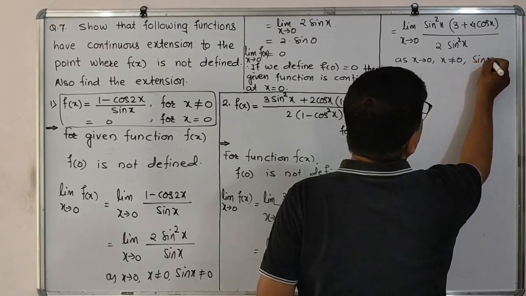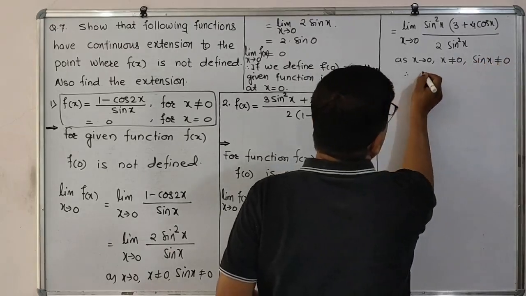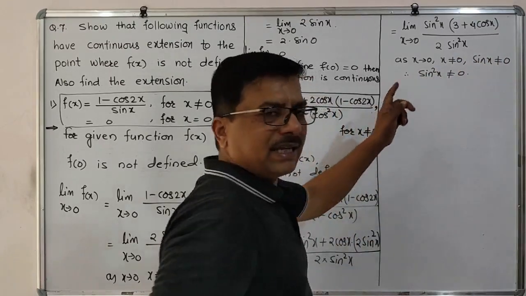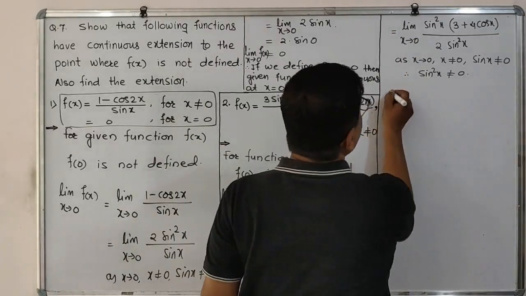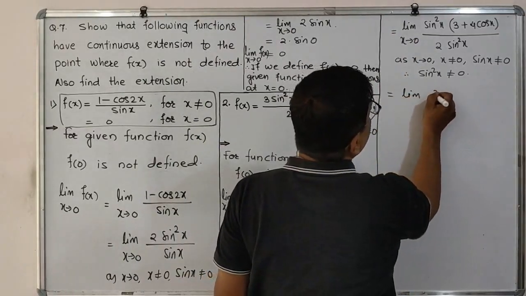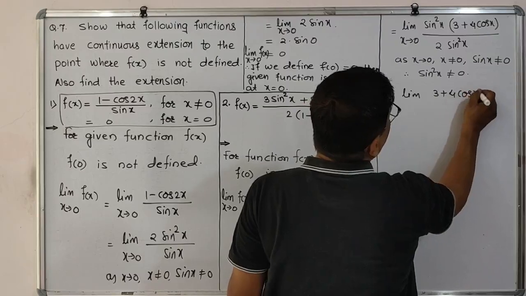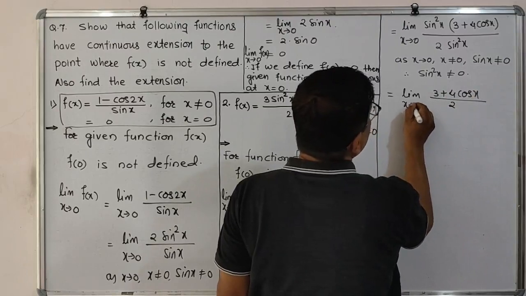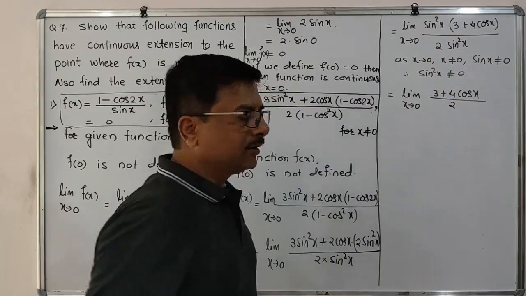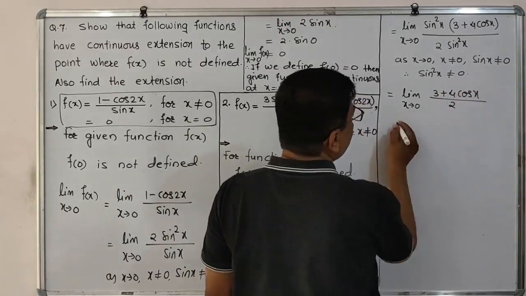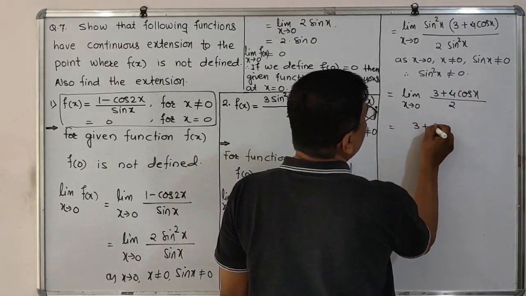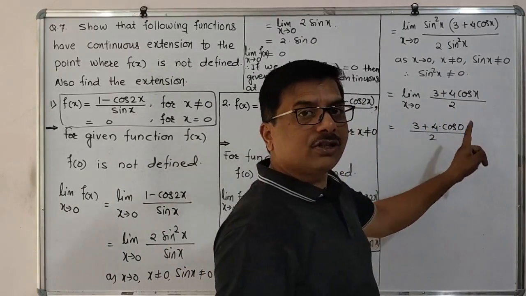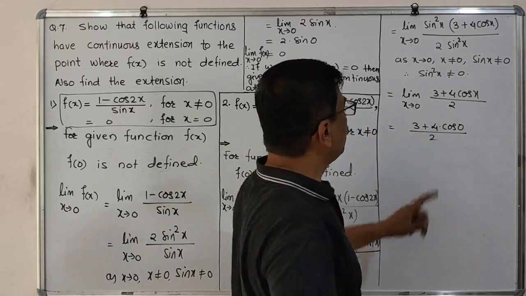It means sine x is not 0, and if sine x is not 0, then we can say that sine square x is also not equal to 0. Then we can easily cancel this sine square x and it becomes limit of (3 plus 4 cos x) divided by 2 as x tends to 0, because sine square x gets cancelled. And now substitute this value here, it is nothing but (3 plus 4 into cos 0) divided by 2. We know that the value of cos 0 is 1, it means it is 3 plus 4, that is 7 by 2.